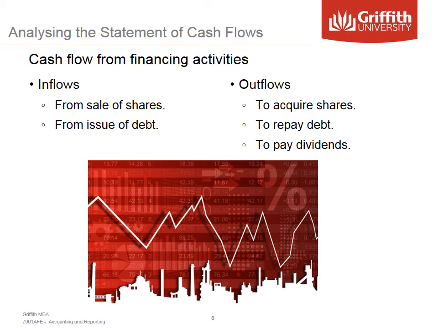And finally, from financing activities, the 3rd area in the statement of cash flows. We have inflows, which will come from raising more equity from the sale of shares or from issuing debt. So either equity investors or debt investors will provide us with their funds for the business to invest and to operate and hopefully to grow the value of their investment. Offsetting that will be outflows, which may be used to buy back shares, perhaps, or to repay debt, or to pay dividends, which is the reward to the providers of equity, that's shareholders.